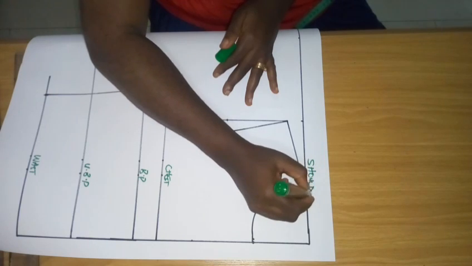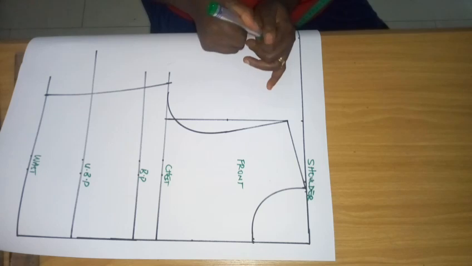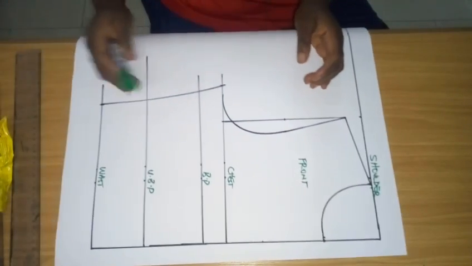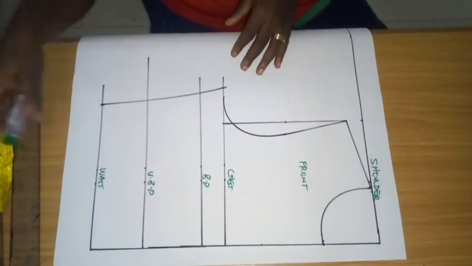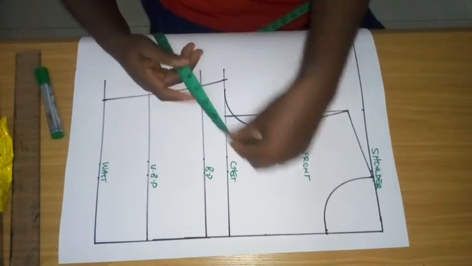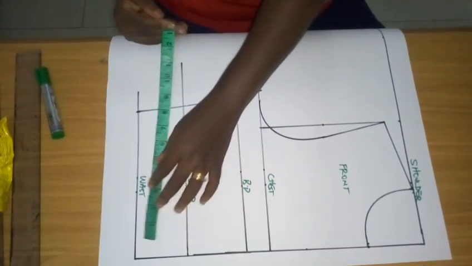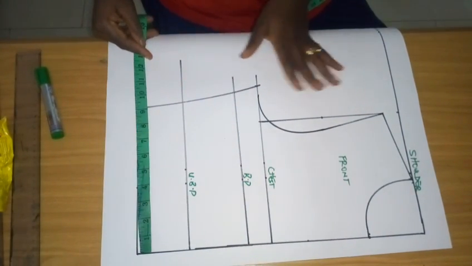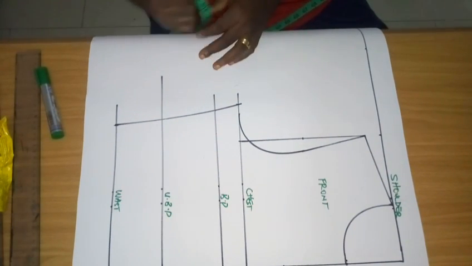Okay, so for you to join this particular tutorial, you need to know how to draft your basic bodice perfectly. But this basic bodice is a dartless. You can see I have no darts. What I have here is my bust circumference divided by 4 on the chest line. And what I have here is my waist divided by 4. There is no dart added to it, and there is no dart allowance added to it because it's a free dress.